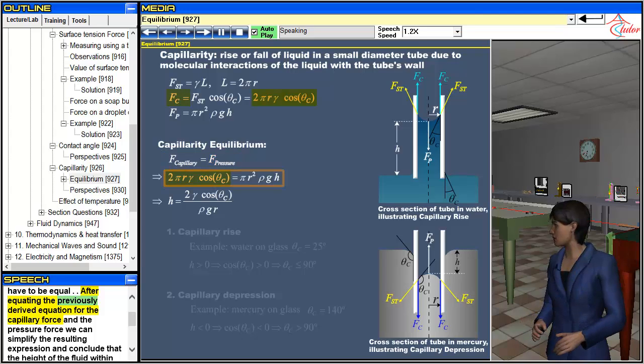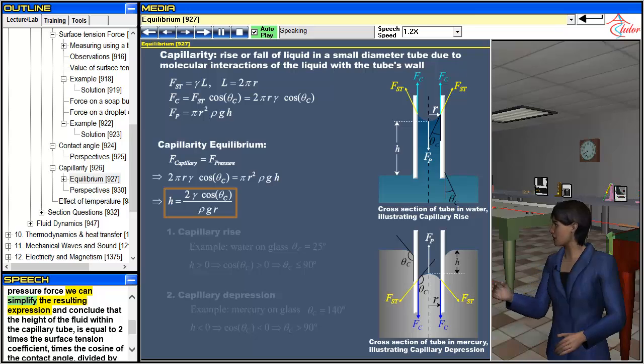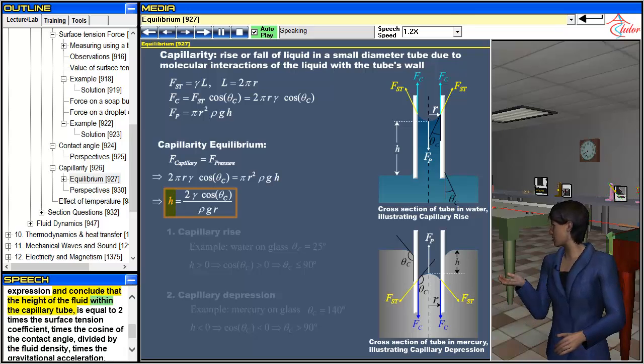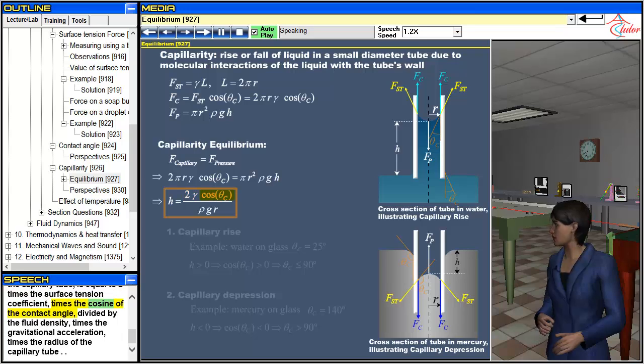After equating the previously derived equation for the capillary force and the pressure force, we can simplify the resulting expression and conclude that the height of the fluid within the capillary tube is equal to 2 times the surface tension coefficient times the cosine of the contact angle divided by the fluid density times the gravitational acceleration times the radius of the capillary tube.